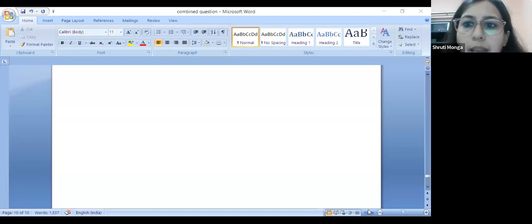Oh, the screen sharing has been stopped. Why? One second, children. What's the problem? Yes. Can you see the screen now?